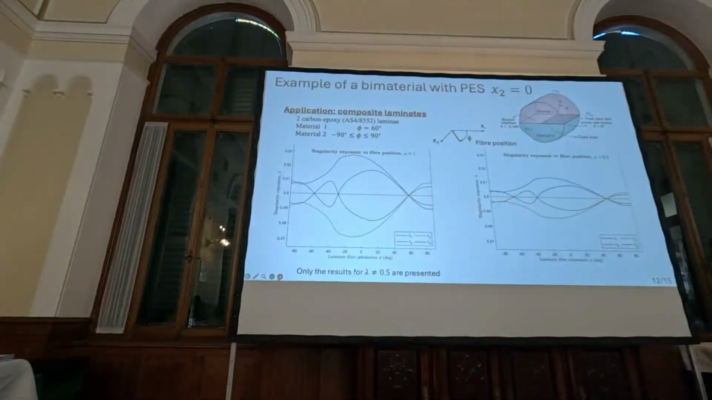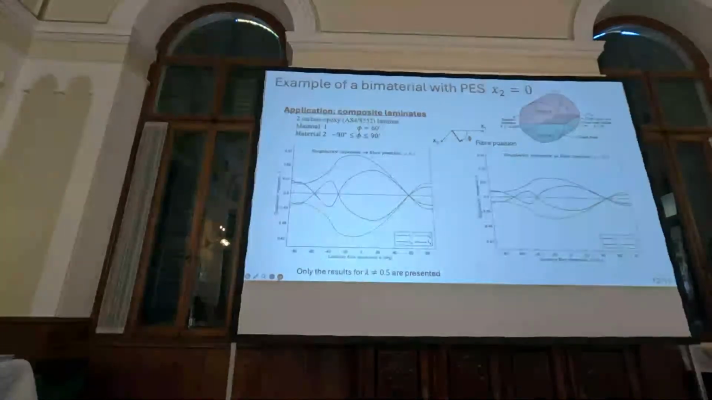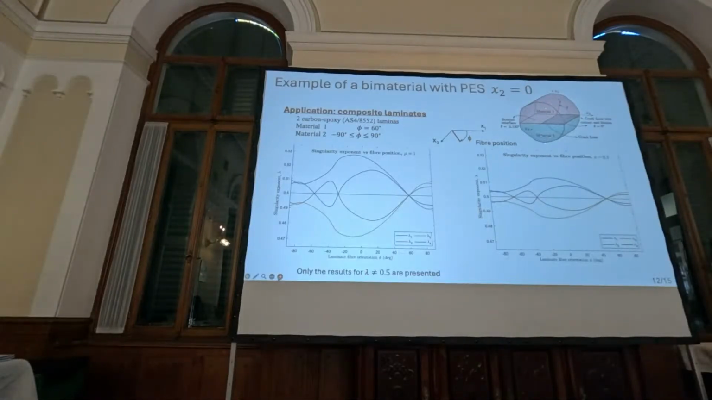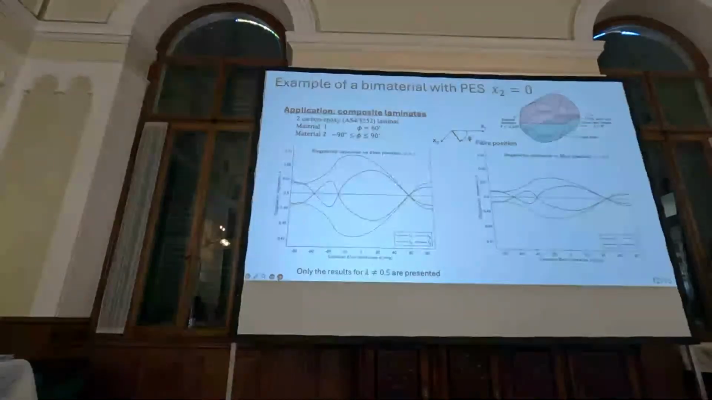Looking for some solution, we solved this problem using MATLAB code, where the previous formulation was implemented. We consider a composite carbon epoxy lamina in both material 1 and material 2, but with different orientation of fiber. In material 1, the angle of fiber is fixed at 60 degrees, and in material 2 we are changing the angle of fiber. So we obtain this variation of the singularity exponent.